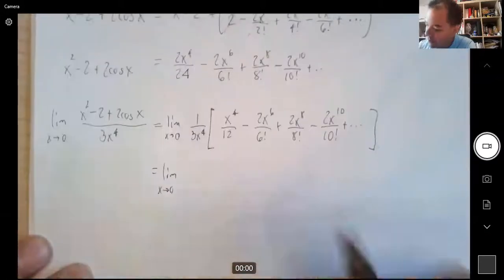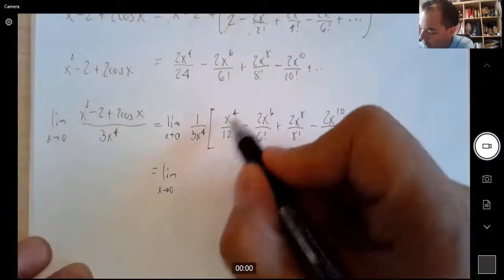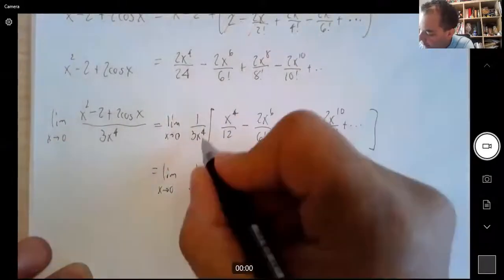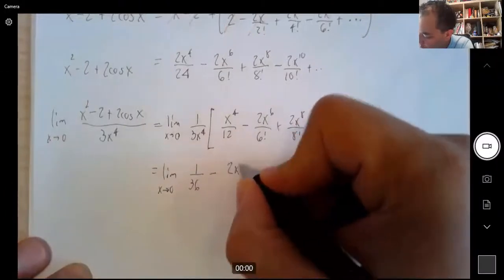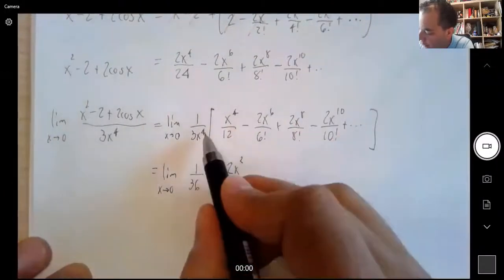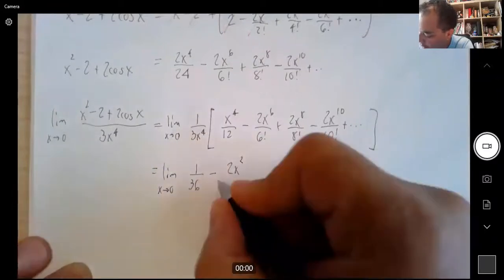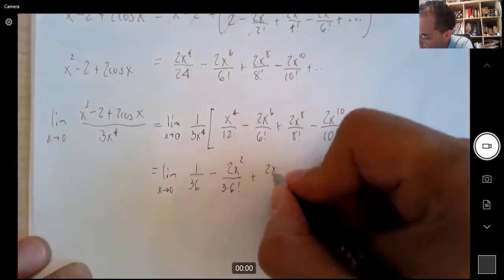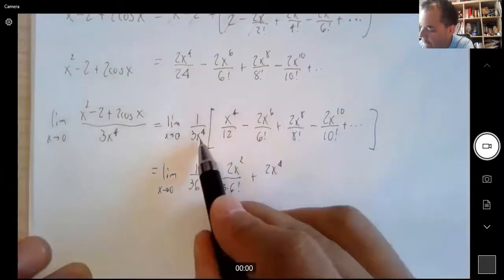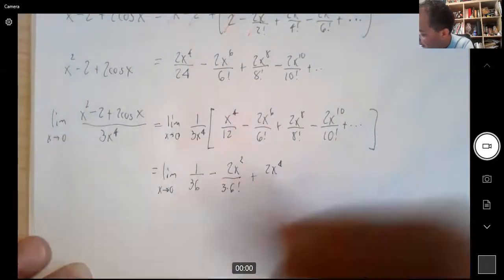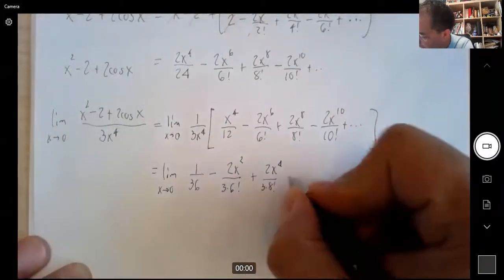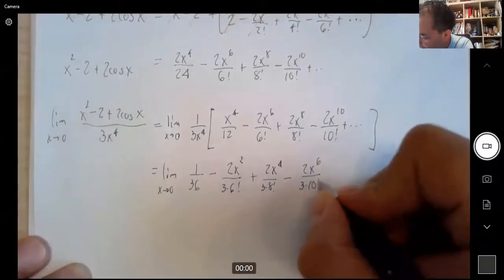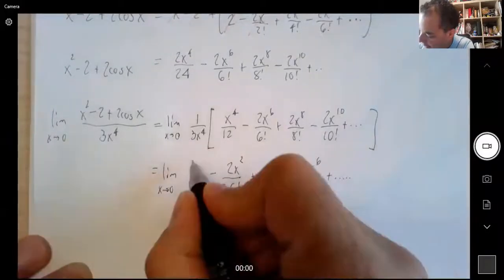Look, this will be, see, x to the 4th and x to the 4th, they go away. So it's 1 over 36, 3 times 12, minus 2x squared, right? x to the 6th over x to the 4th simplifies to the second power, divided by 3 times 6 factorial, plus 2x to the 4th. Now it's x to the 8th over x to the 4th, which becomes x to the 4th. And it is 3 times 8 factorial, minus 2x to the 6th over 3 times 10 factorial, plus, etc. Right?